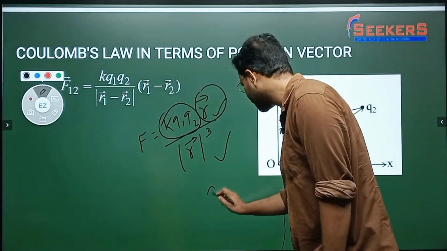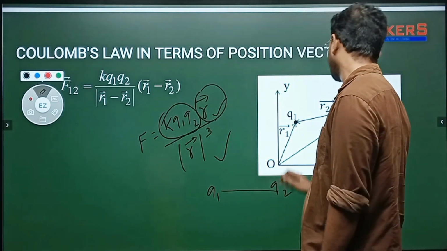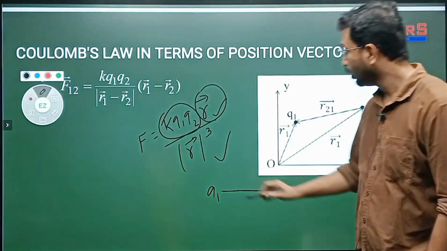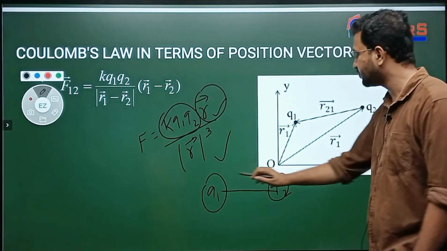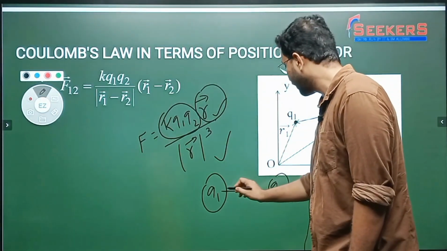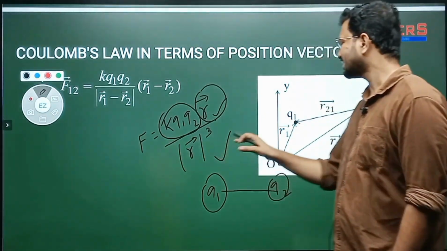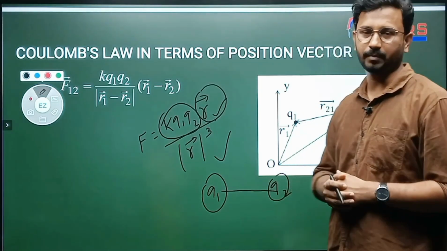For example, if you take two charges, Q1 and Q2, and join them, both are force experiencing and both are force exerting. Q1 is experiencing force due to Q2 and Q2 is experiencing force due to Q1, and both are exerting force also. Q1 is exerting on Q2 and Q2 is exerting on Q1. So for the sake of understanding, we'll assume one is the experiencing particle and one is the exerting particle.